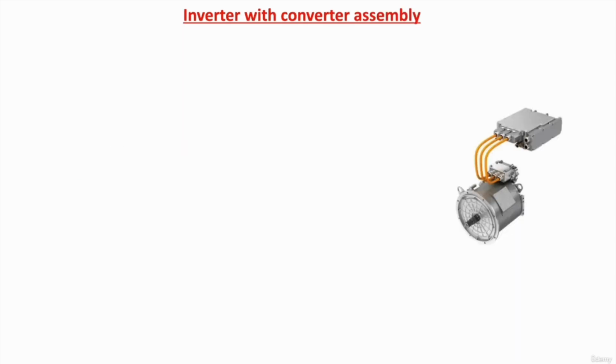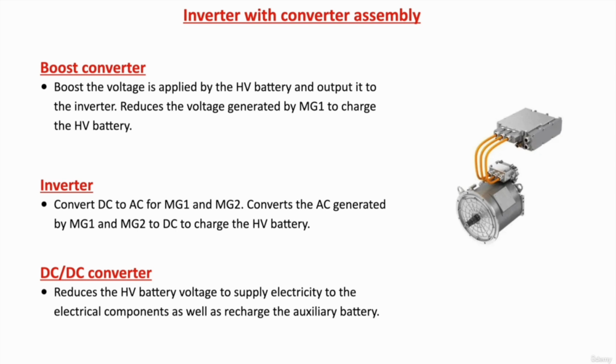Next is your inverter with converter assembly. It has three parts, as you can see here: boost converter, inverter, and DC-DC converter. These three parts combined are known as inverter. So an inverter always has these three parts. Whenever I talk about inverter, please assume that I am talking about these three parts.